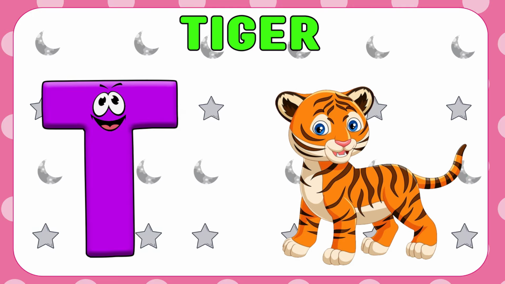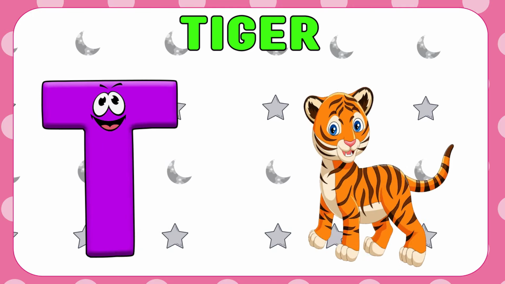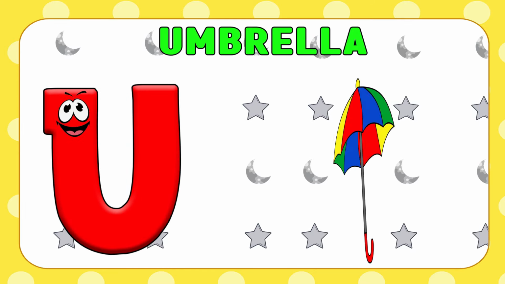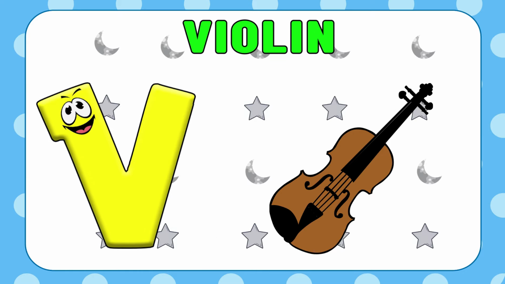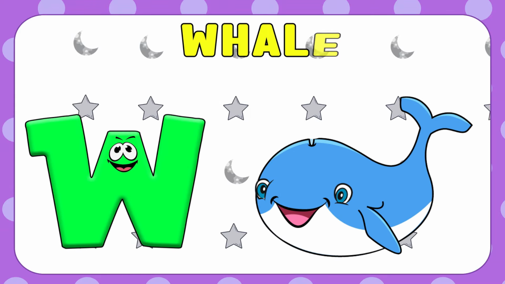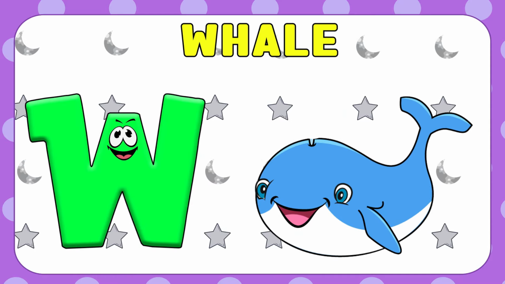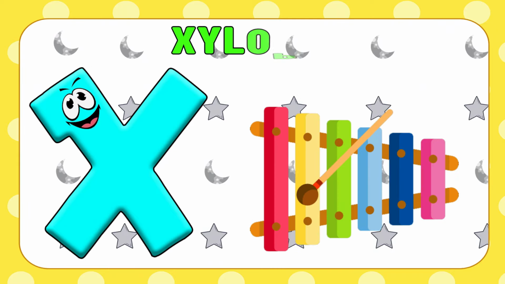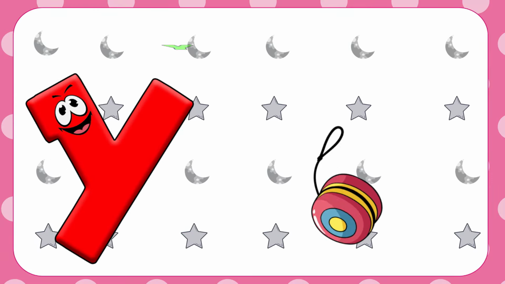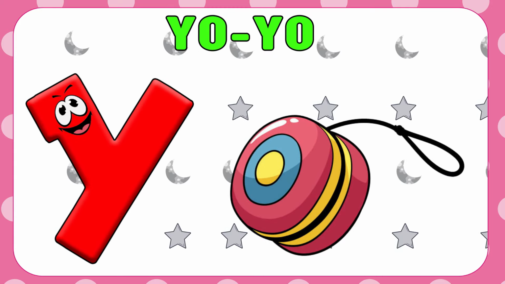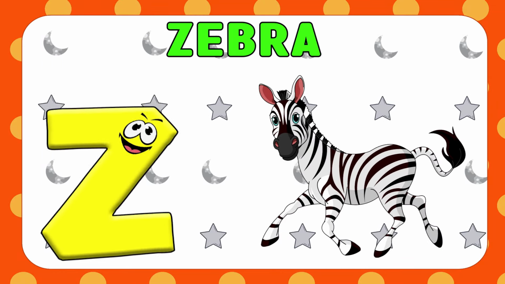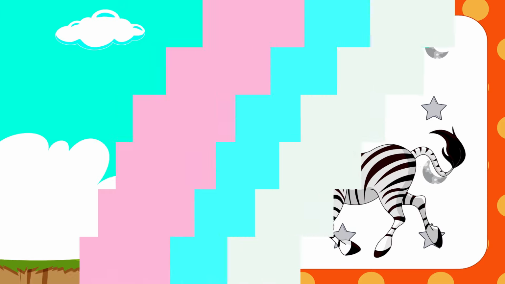T is for tiger. T, t, tiger. U is for umbrella. U, umbrella. V is for violin. V, v, violin. W is for whale. W, w, whale. X is for xylophone. X, x, xylophone. Y is for yo-yo. Y, y, yo-yo. Z is for zebra. Z, z, zebra.